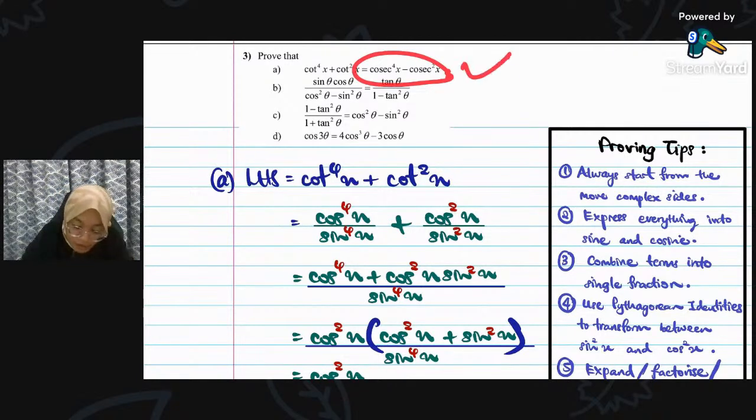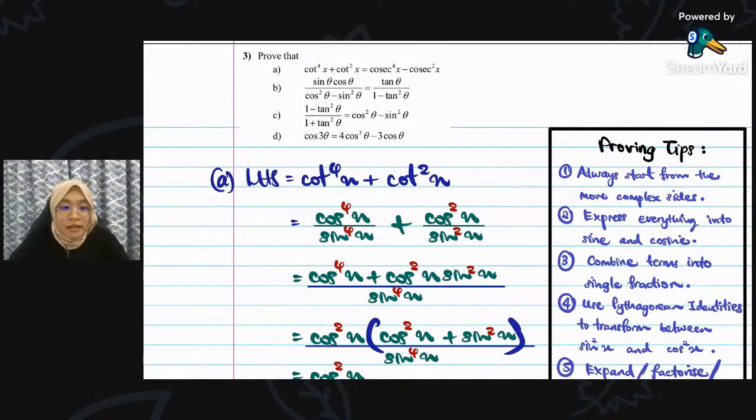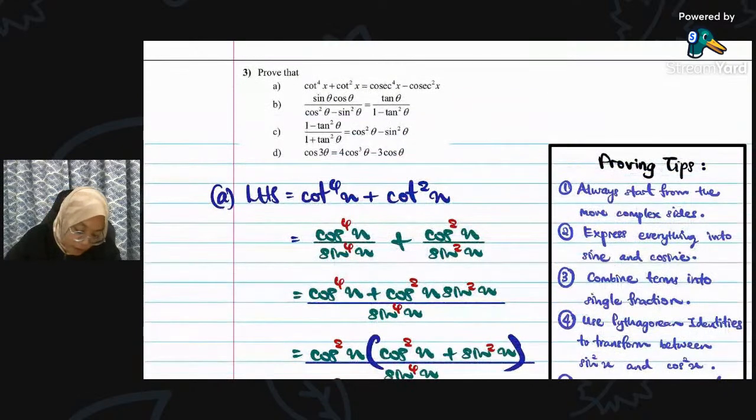If you guys start from right-hand side, it's no problem. It's okay. There's nothing to worry about. Just as long as you have proven it, you are good. Okay? Jadinya, it's okay mana-mana. Asalkan bukan sin dan cos. Okay? So dekat sini kita akan nampak, always start from more complex sides. Basically, both of these are complex, right? So I choose cotangent anyway.